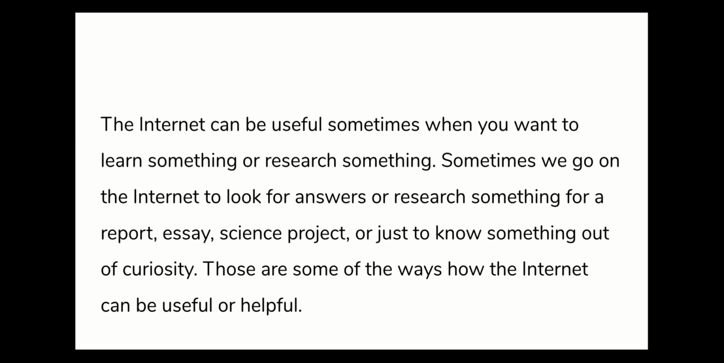Example number 2. The internet can be useful sometimes when you want to learn something or research something. Sometimes we go on the internet to look for answers or research something for a report, essay, science project, or just to know something out of curiosity. Those are some of the ways how the internet can be useful or helpful.